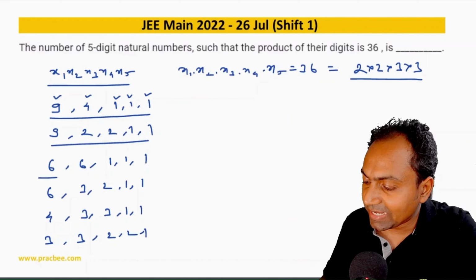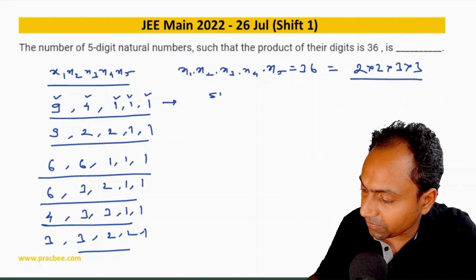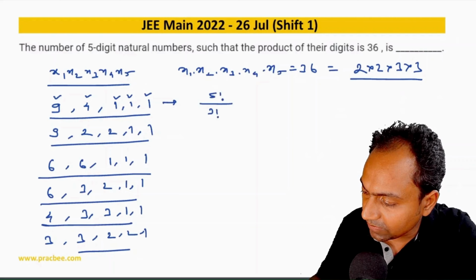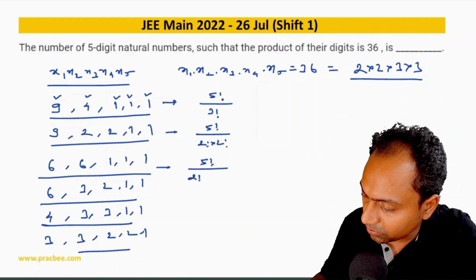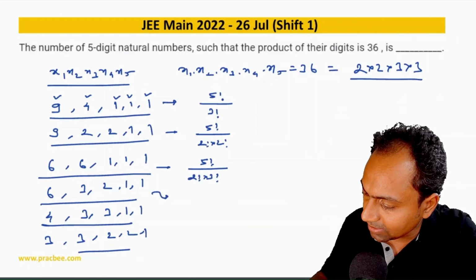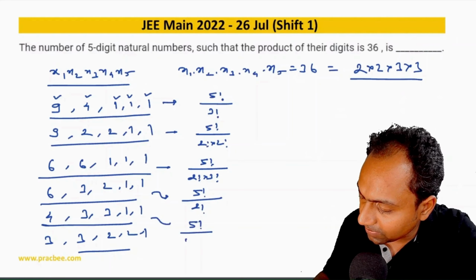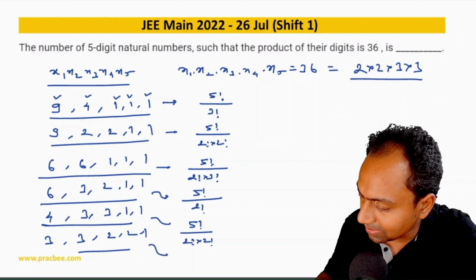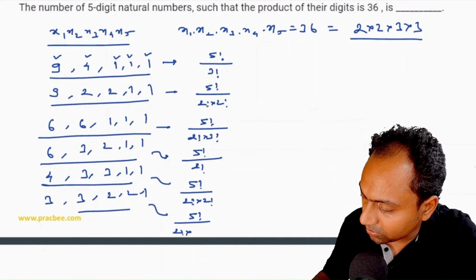Now let us see arrangements in these 6 cases. So if I take this first case, it can be arranged in 5 factorial, and 3 are the same, so 3 factorial. The next can be done in 5 factorial by 2 factorial into 2 factorial. The next can be done by 5 factorial by 2 factorial into 3 factorial. Next can be done by 5 factorial by 2 factorial. Next can be done by 5 factorial by 2 factorial into 2 factorial. And the last one can be done by 5 factorial by 2 factorial into 2 factorial.